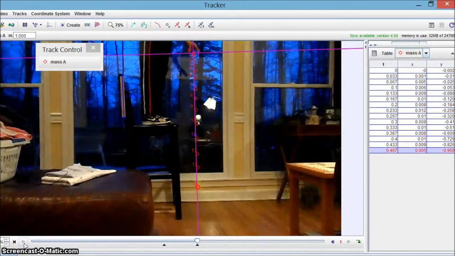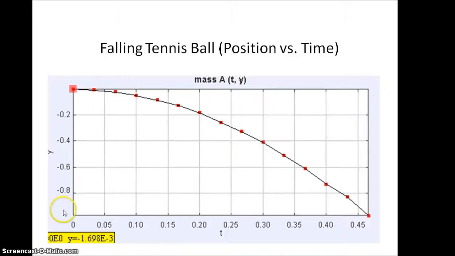The position of the tennis ball was marked as it fell, and you can see the data on the right side of the screen. Here's a graph of the y position of the ball versus time. The graph is a downward-facing parabola, which indicates that the ball was accelerating in the negative y direction as it fell to the ground. Now let's see if we can predict this motion with computer models.